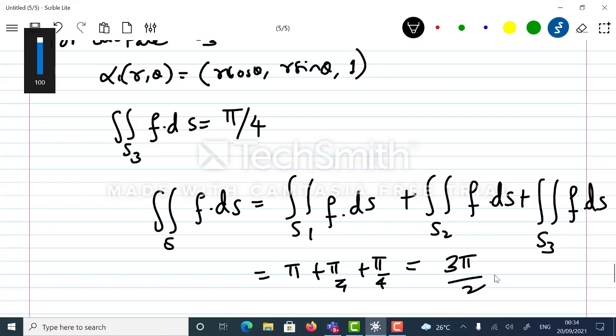Of course there are many questions in the practical, so I suggest you please solve questions from the practical. You will get the complete solution. You will get the complete ideas about this problem.